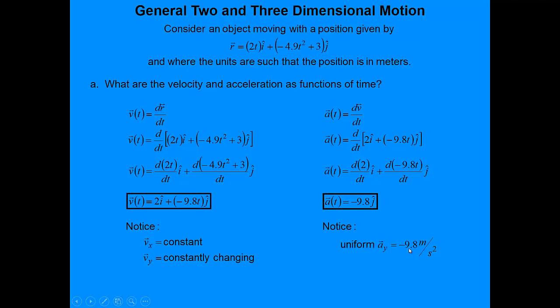And it is our old friend, negative 9.8 meters per second squared. So what kind of motion has a constant horizontal velocity and a uniformly accelerating vertical velocity with an acceleration of negative 9.8 meters per second squared here on the Earth? Of course, this is projectile motion. So this is actually projectile motion written out in unit vector notation.